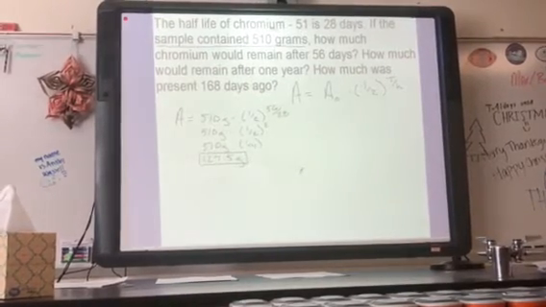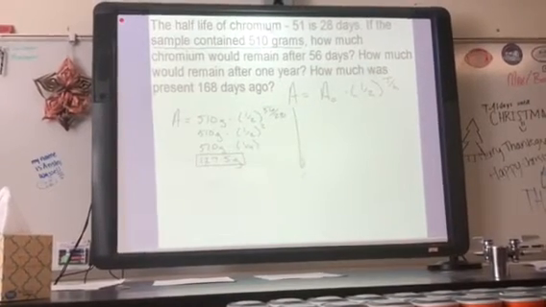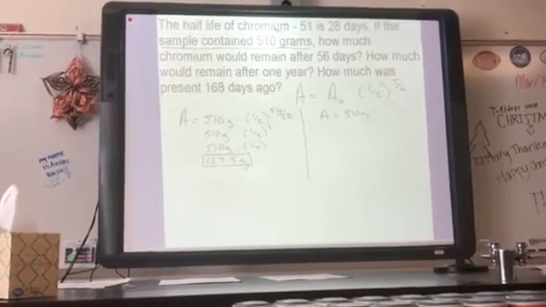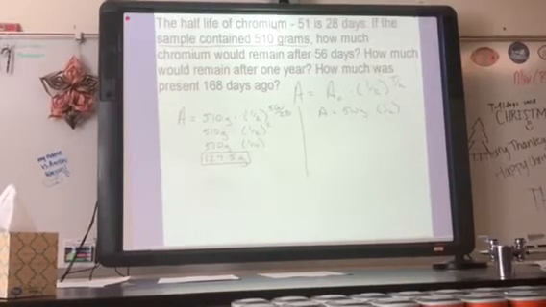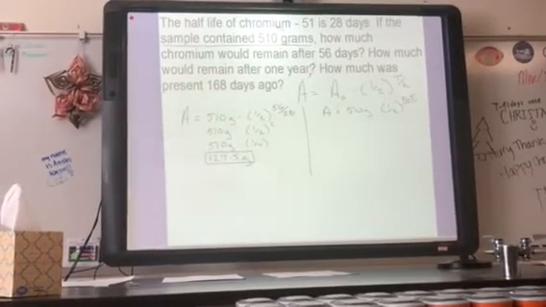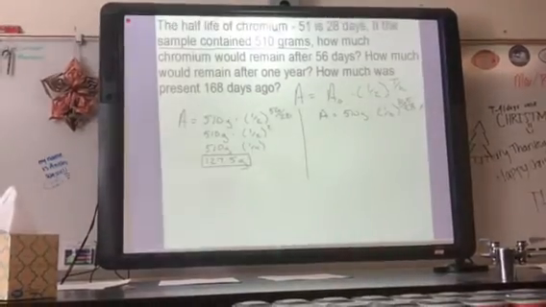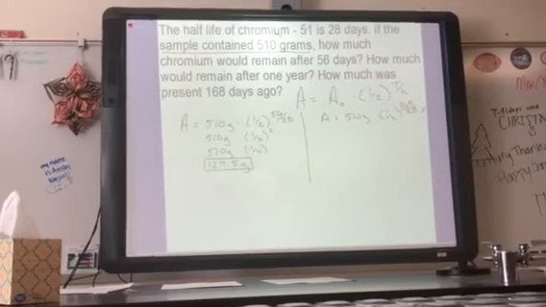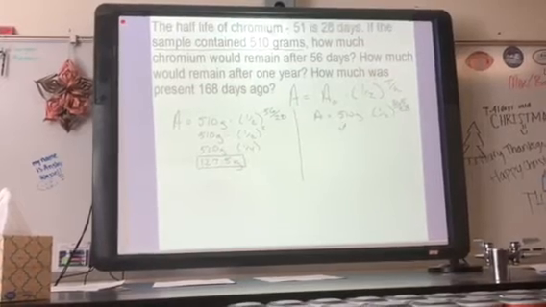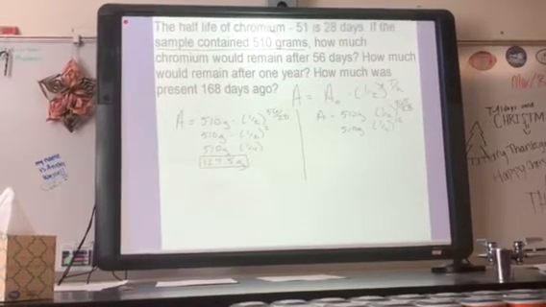Now, for the second part of the question, how much would remain after 1 year? So I'm going to split the screen here. You would have A is equal to 510 grams times 1/2 to the, in 1 year there's 365 days divided by the half-life, 28. I believe this is 13, but let's calculate it. 365 divided by 28 is 13.03. There's no need to carry the decimal there, just bring it down. So 510 grams times 1/2 to the 13th power.